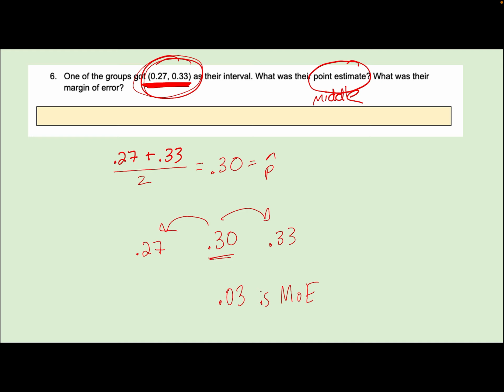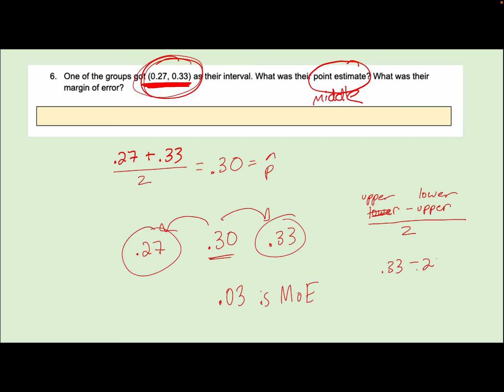If you are someone who prefers to have a formula rather than just puzzle it out, you would take your upper bound and subtract your lower bound, and then you would divide by 2. That would also get that for you as well. And mix it up, upper minus lower. And just to see what that would look like here, my upper bound is 0.33. My lower bound is 0.27. Divide that by 2. Let's see, that's 0.06 divided by 2, we get the same thing that way. So you can either use the formula or just kind of think through it, whatever works better for you.